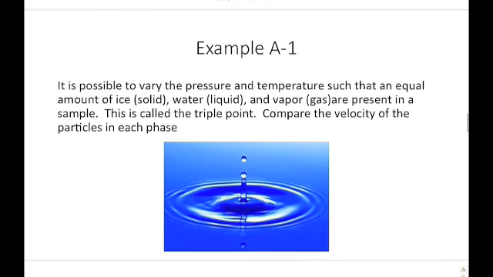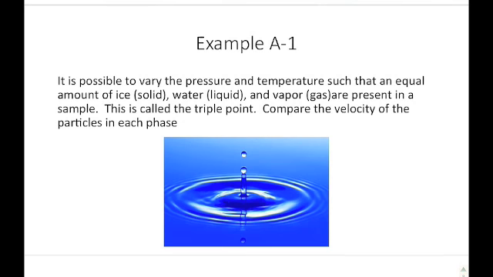Okay, so it says it is possible to vary the pressure and temperature such that an equal amount of ice, water, and vapor are present in a sample. This is called the triple point.